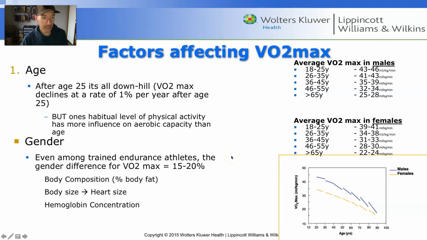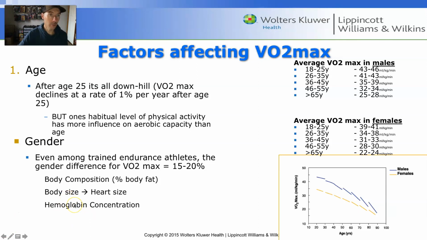But why do we see that? Here are a couple of the reasons, okay? Typically, again, on average, males have a larger body. Larger body is going to mean larger heart. Larger heart means larger pumping capacity, which can promote a higher VO2 max, okay? Pretty simple.